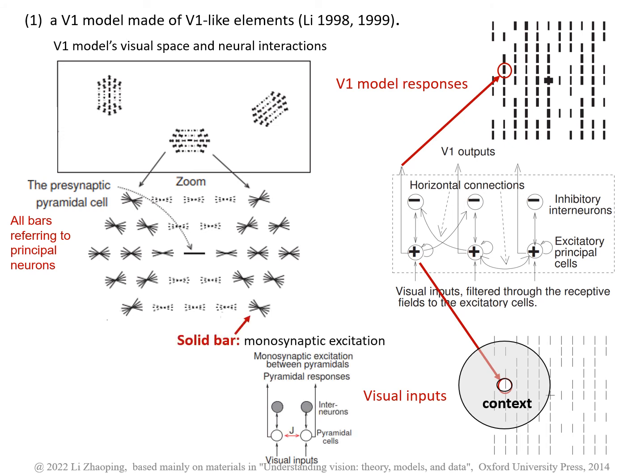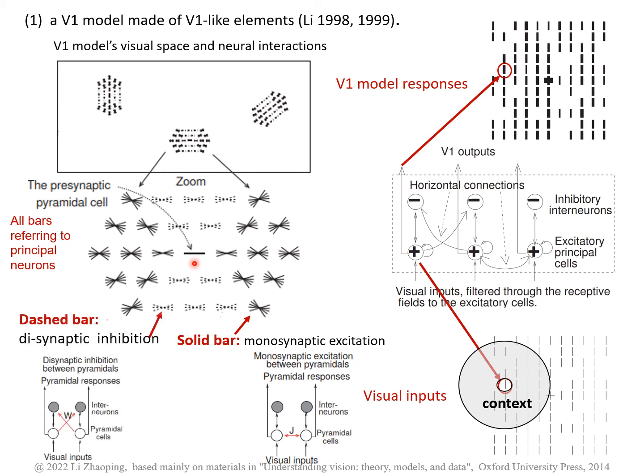When a bar is solid, the interaction between the neurons is monosynaptic excitation. Therefore, these 5 neurons, represented by these 5 solid bars, receive monosynaptic excitation from this central neuron. When a bar is dashed, the interaction is disynaptic inhibition. Therefore, these 3 neurons at this location receive such inhibition from the central neuron.